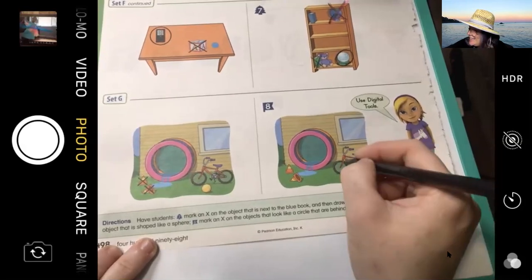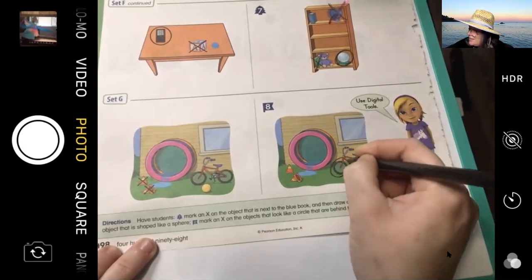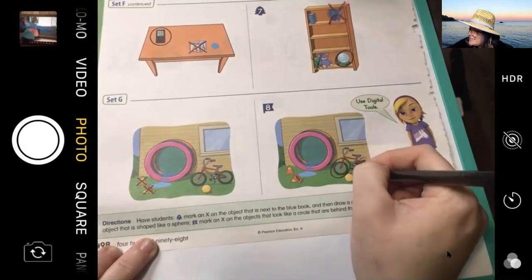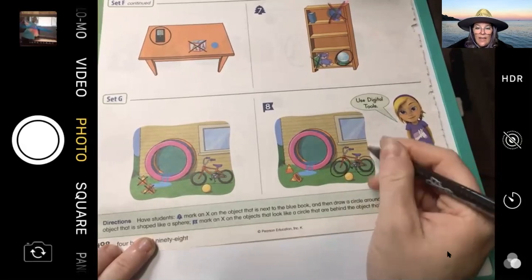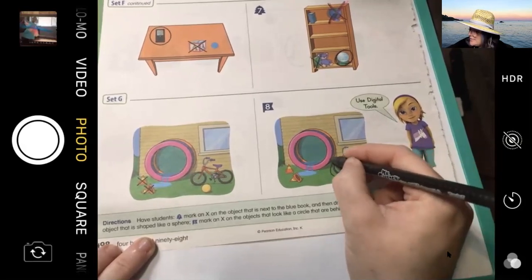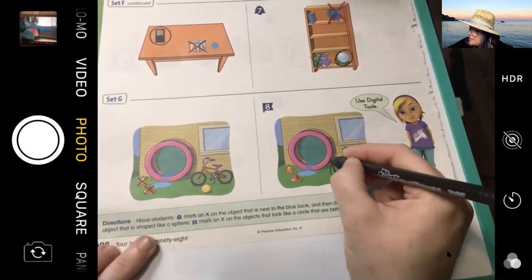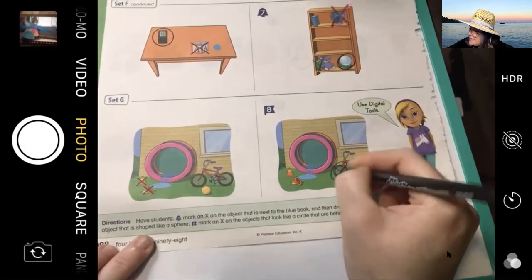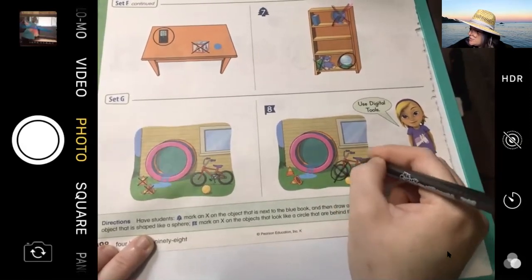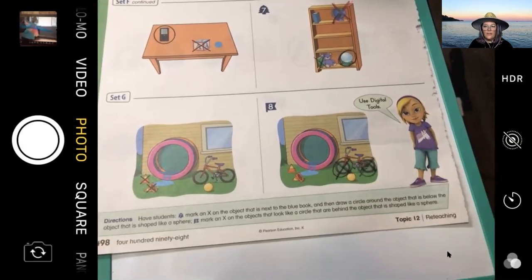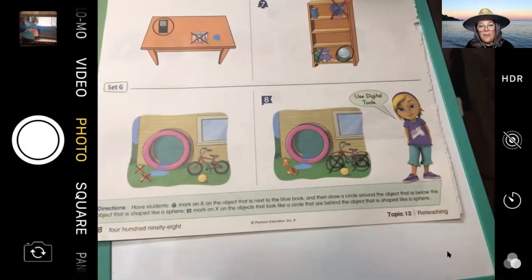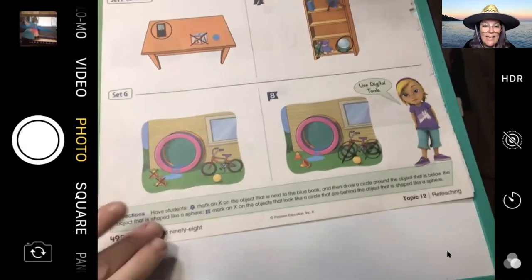Now let's look behind the sphere for objects that look like a circle. I see this circle and I see this circle. Nice. And so now we're going to put an X on those because it says mark an X on the objects that look like a circle that are behind the object that is shaped like a sphere. Okay, so there we go. Nice job, you guys. So we're done. Take a picture of page 498, upload it to Edsby, and you are done with math today.